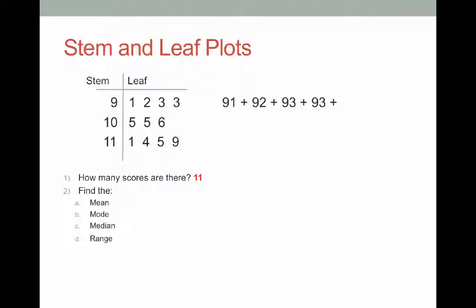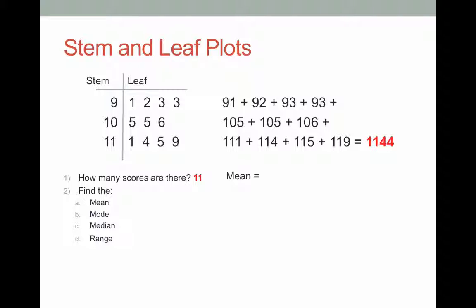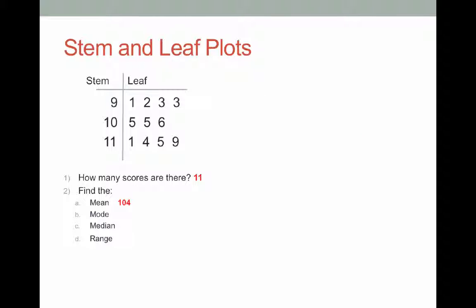That first row represents 91, 92, 93, and 93 again. We're going to add those to the second row and the third row, and using our calculator we'll get a total of 1144. What I want to do from here is divide that by the number of scores that I have in my stem and leaf plot, which we already know from question number 1. So our mean will be found by doing 1144 divided by 11, which in this case is 104. Our average is 104.